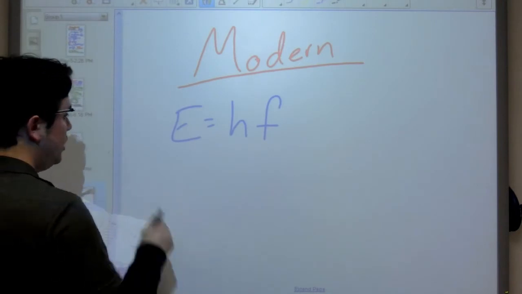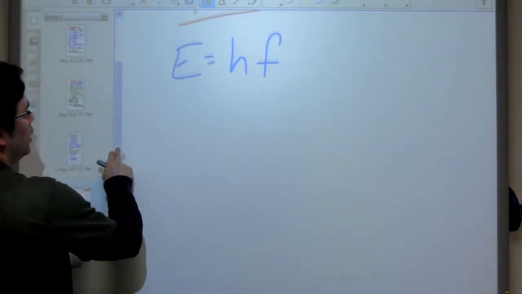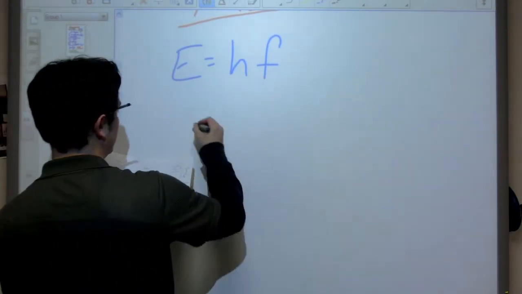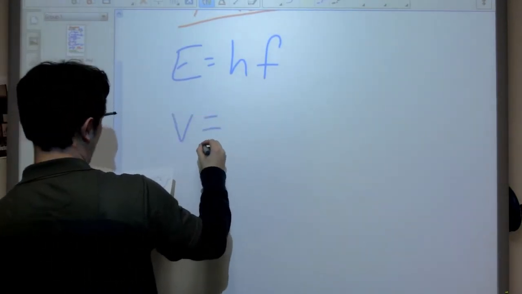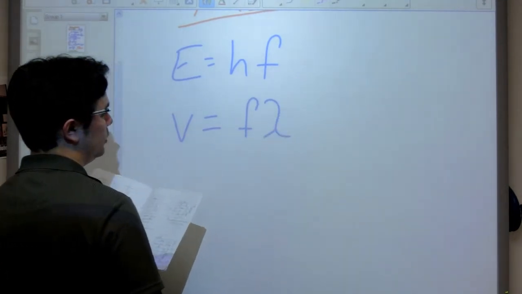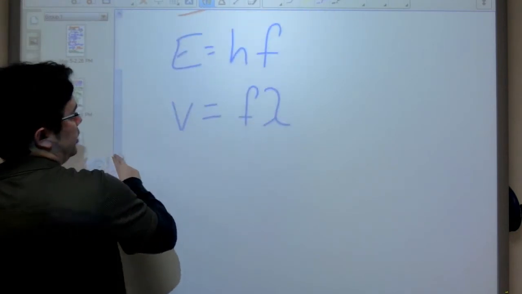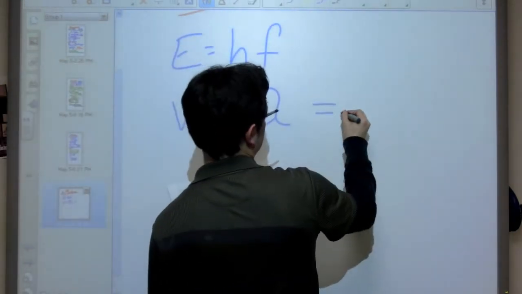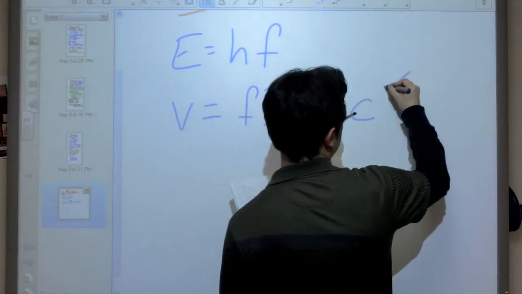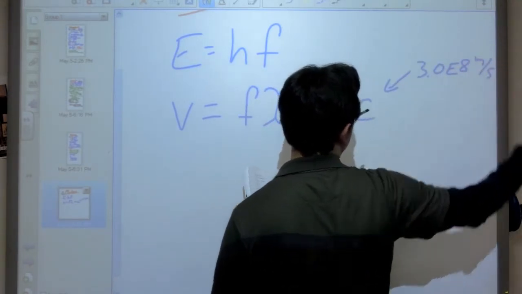All right, so next important one, this is actually one that we borrowed from wave mechanics so that we could use it. The velocity of our wave equals our frequency times our wavelength. And usually in modern physics, the wave you're dealing with is light. So this is often equal to c, where c is the speed of light, 3.0 times 10 to the 8th meters per second.